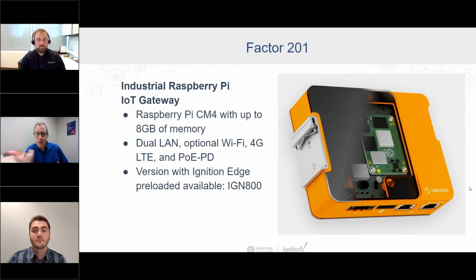ARM processors, we're using an industrialized Raspberry Pi compute module in our brand new Factor 201. Really good little gateway. Get access to your stuff that's perhaps not as intelligent, a little bit older, in a very cost-effective way. We have an Ignition special unit for this. It's already pre-installed with Edge.